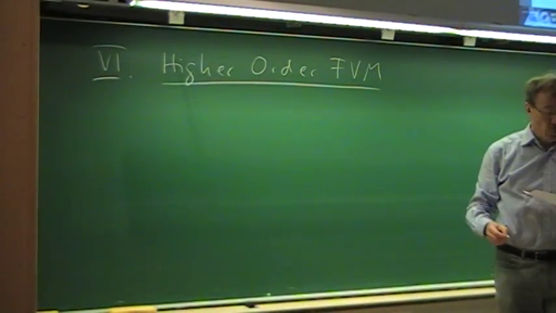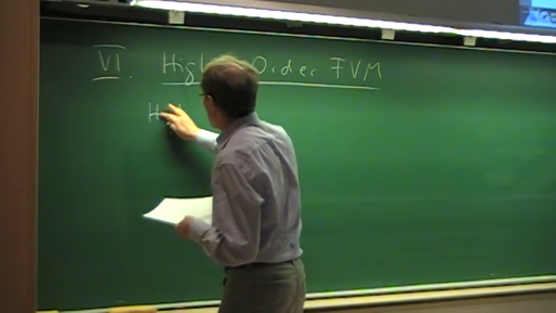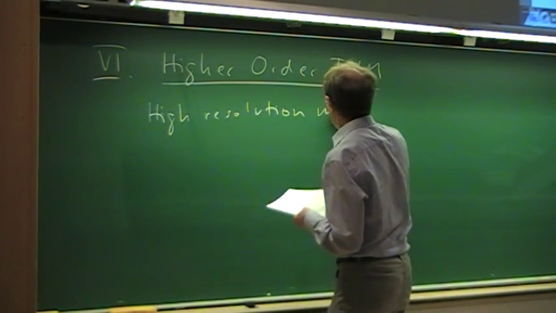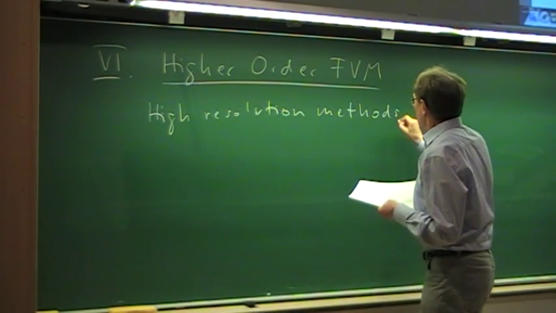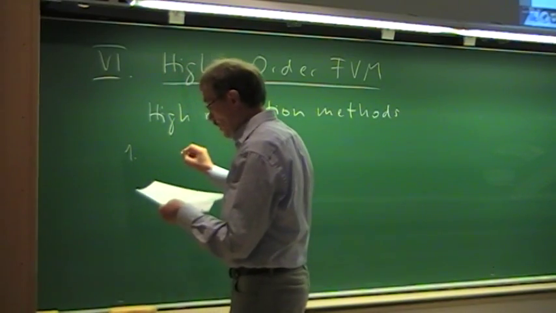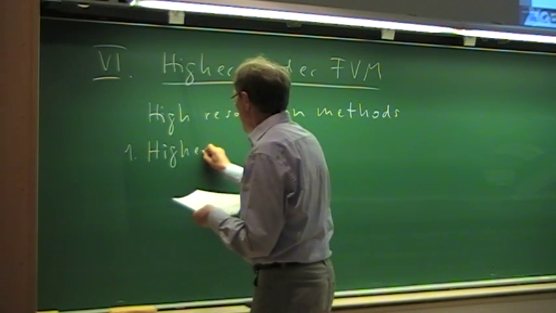There is also the term high resolution methods that I just mentioned. That term is, for example, used by Randy LeVeque in his book on finite volume methods. That means that we have at least second order in the smooth part of the flow, and at discontinuities we do not have oscillations. And that is then the topic of our first section in this chapter 6, higher order.